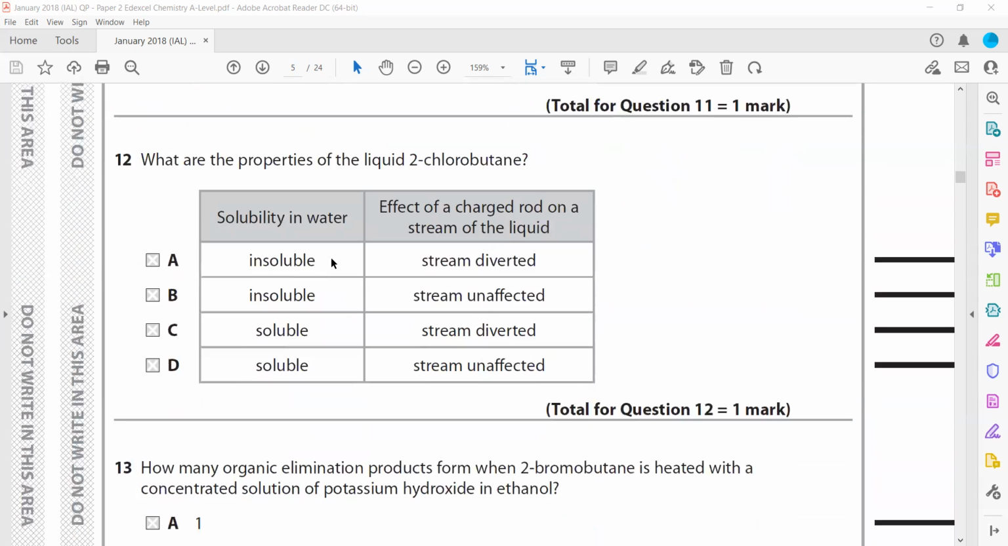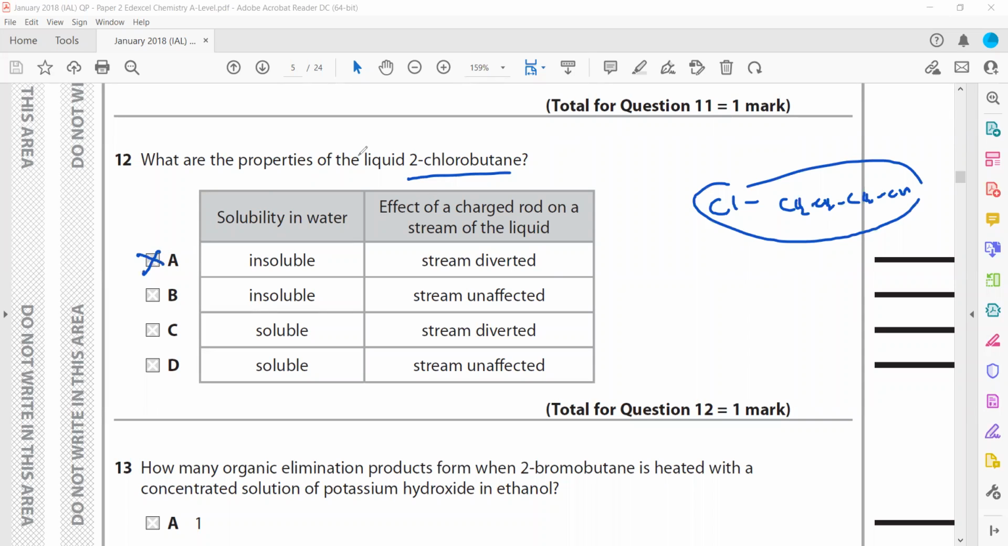In question 12, what are the properties of liquid 2-chlorobutane? Remember, halogenoalkanes are insoluble in water, they do not dissolve in water. So the answer will be either A or B. And then whether it is deflected, because in 2-chlorobutane the molecule is polar. When the molecule is polar, it is deflected towards the charged rod. So that's why A is the right answer.